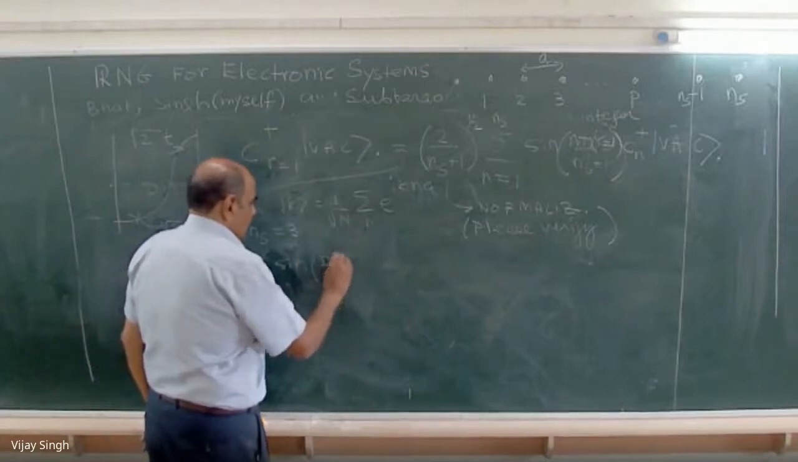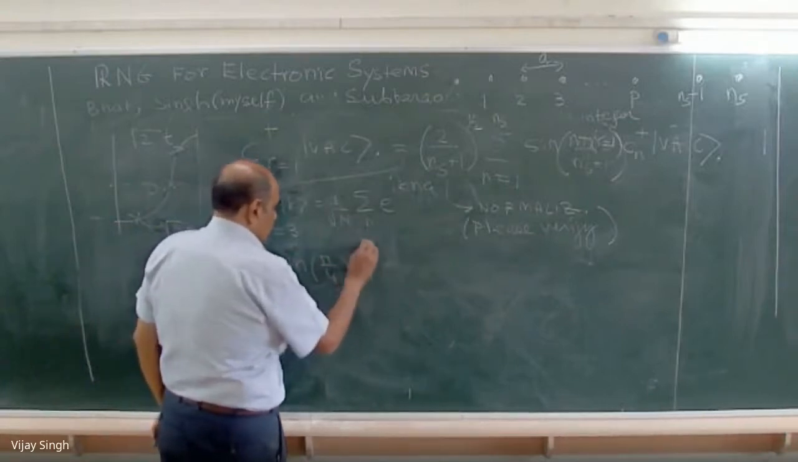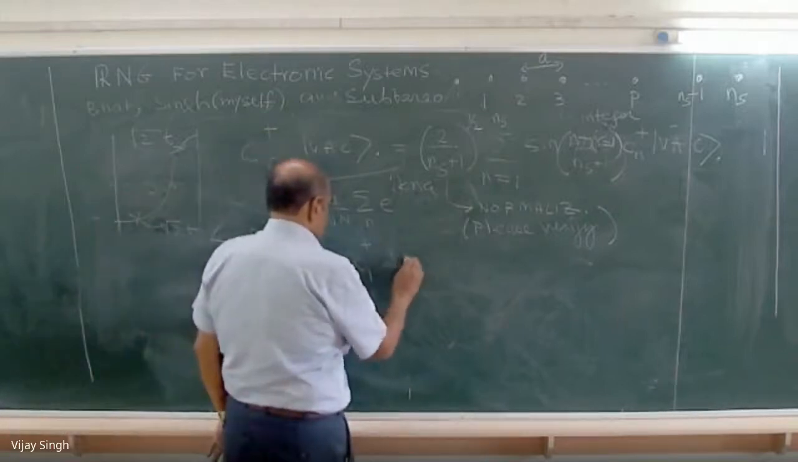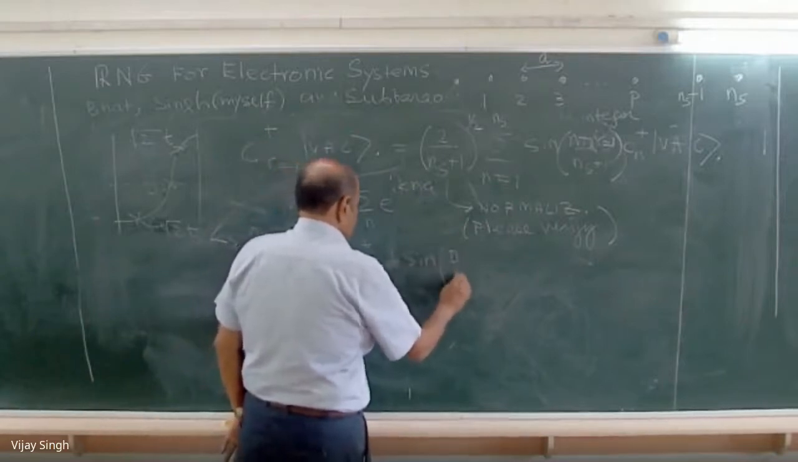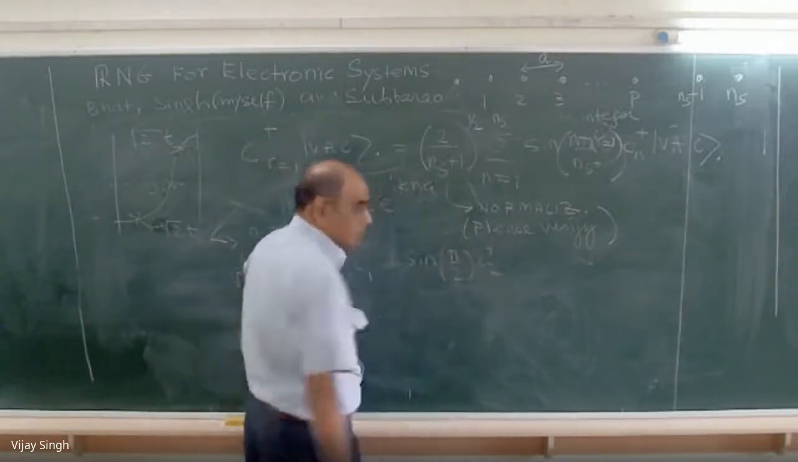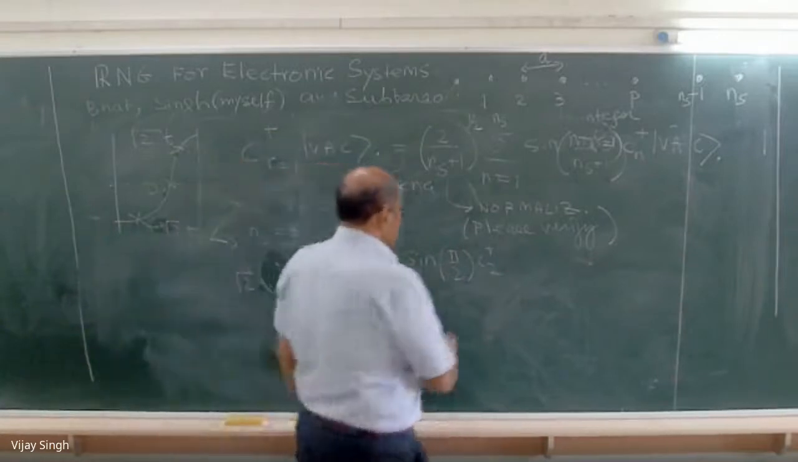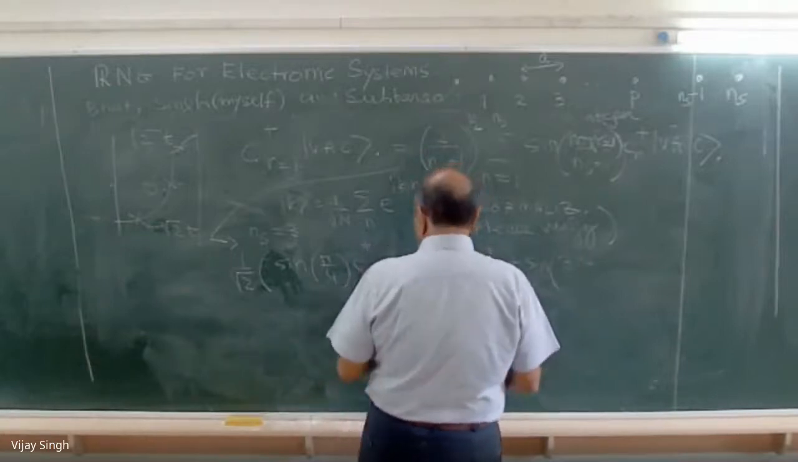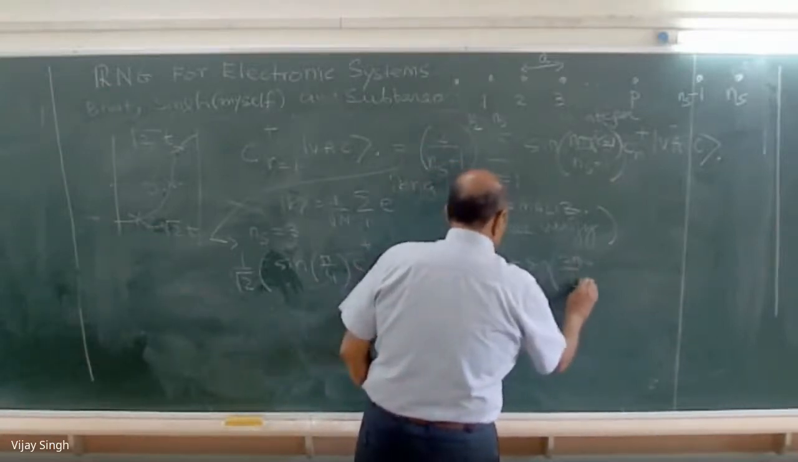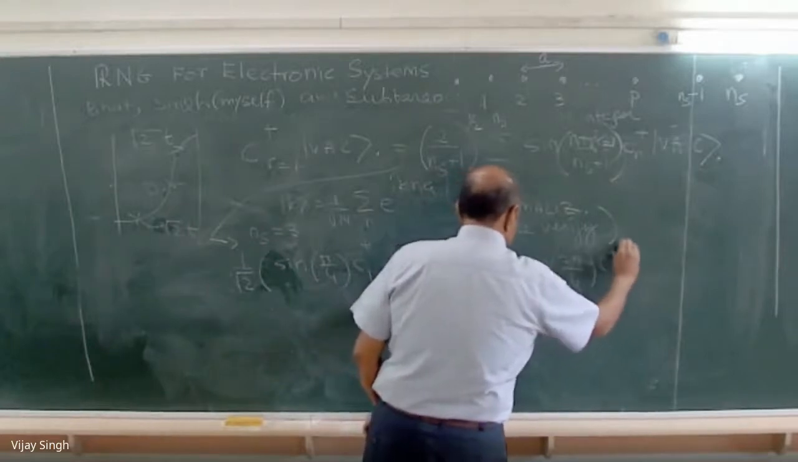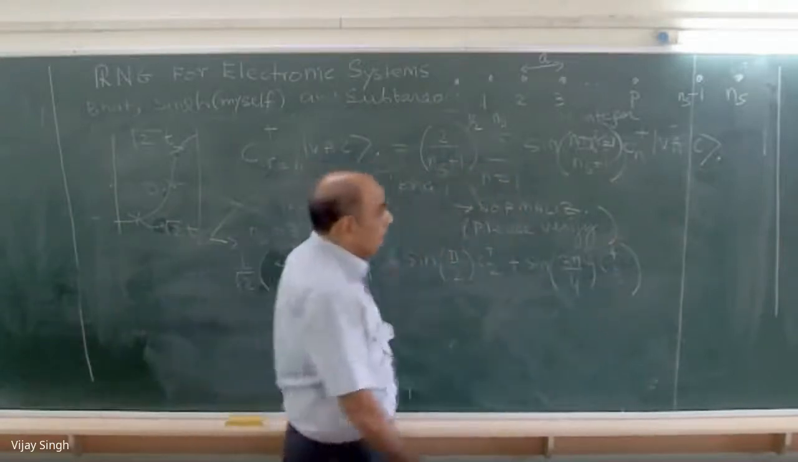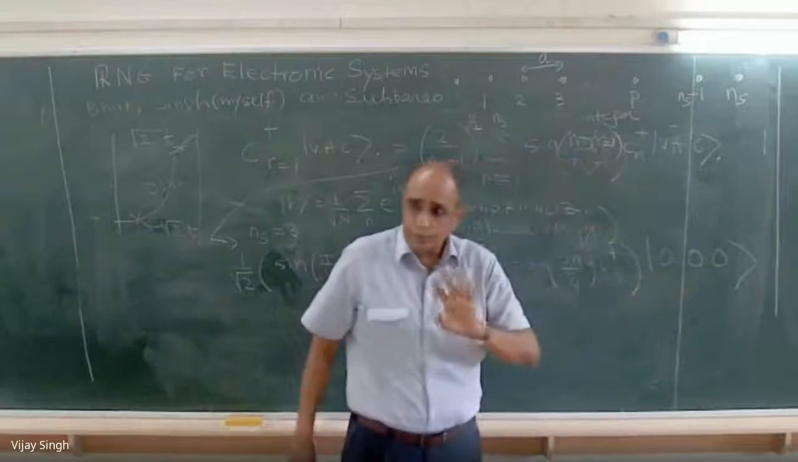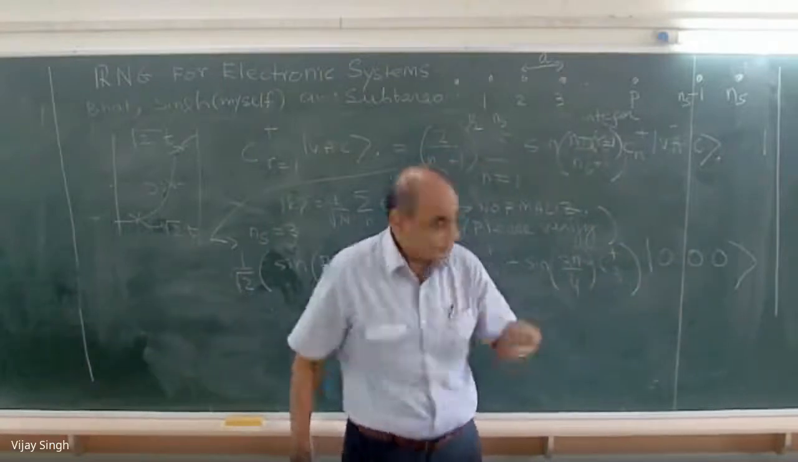Yes or no? Now I will just try 5 by 2. What is my vacuum? 3 zeros. Because there are only 3 sites. So there are 3 zeros.